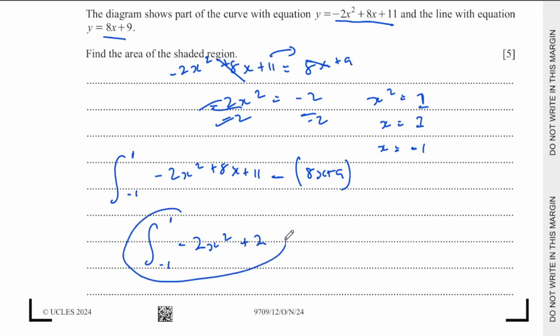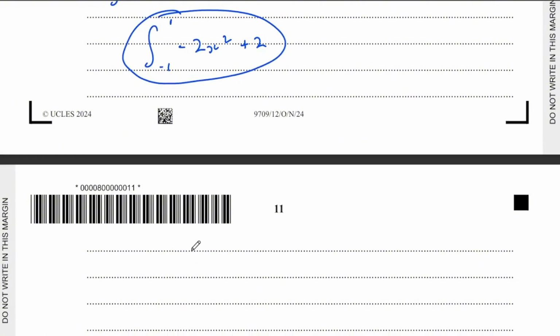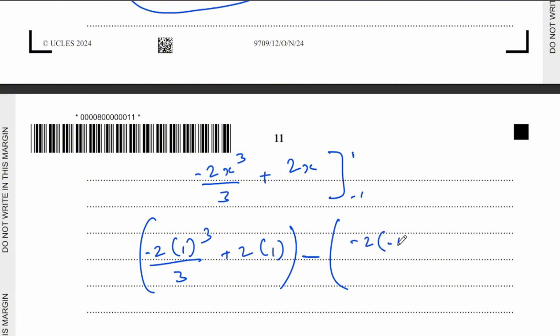And we're just going to have to integrate this. If you integrate this, we get negative 2x to the power 3 over 3 plus 2x, and our limit points are 1 and negative 1. So we just put those in: negative 2 times 1 to the power 3 over 3 plus 2 times 1, subtracted by negative 2 times negative 1 to the power 3 over 3 plus 2 times negative 1. And we will just find this.